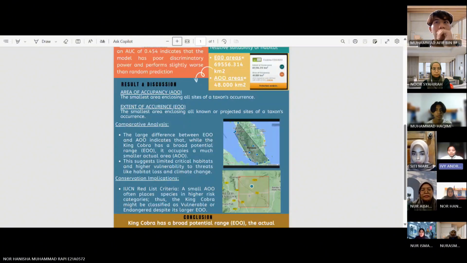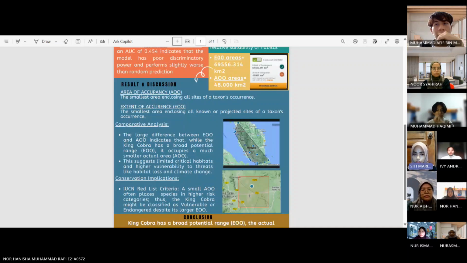Thank you, Aisha, for your answer. Now we will be hearing about comparative analysis presented by Siti Mariam. What can we learn from the comparative analysis of EOO and AOO in terms of conservation priorities?